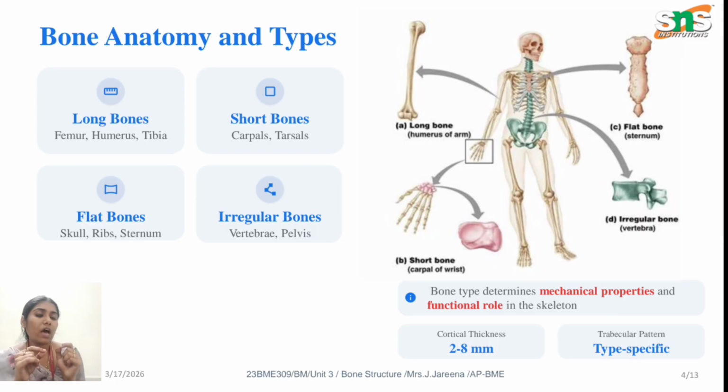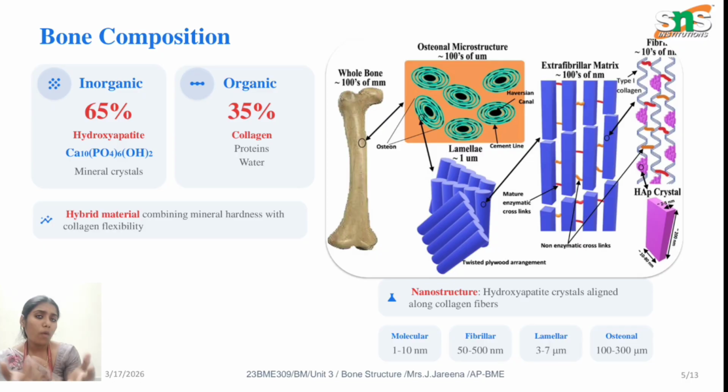All these bones have unique mechanical properties. They do not exhibit the same kind of properties. That is the main beauty of bone. Now let's look into the bone composition, and then we will slowly move on to the structure of the bones.